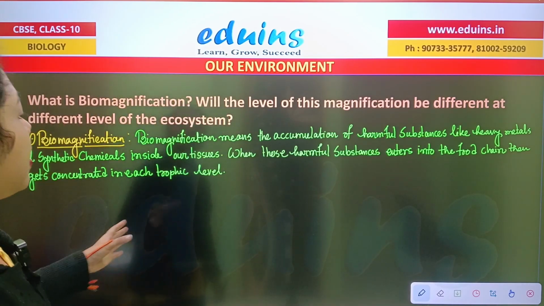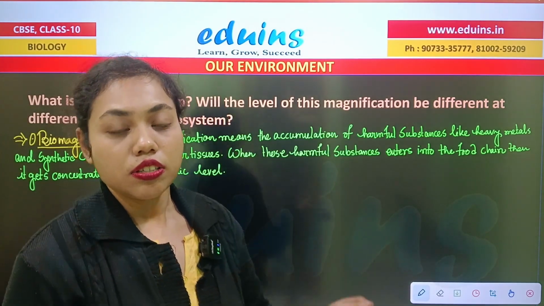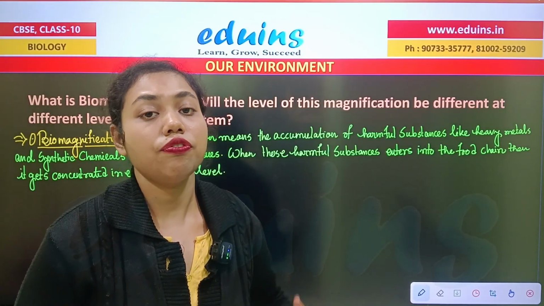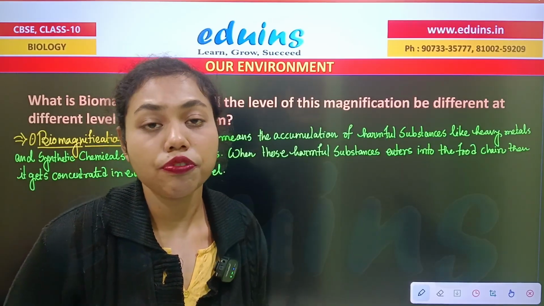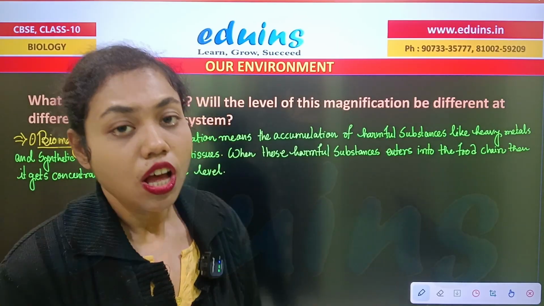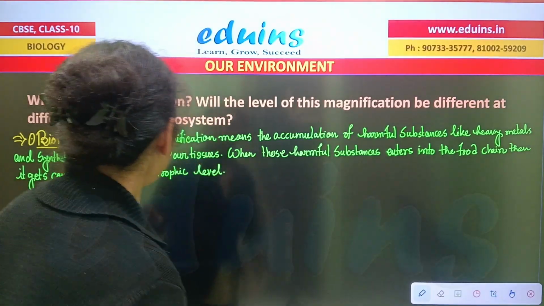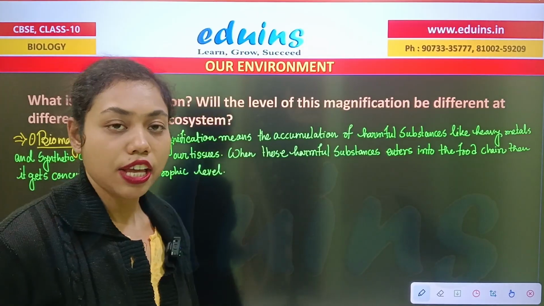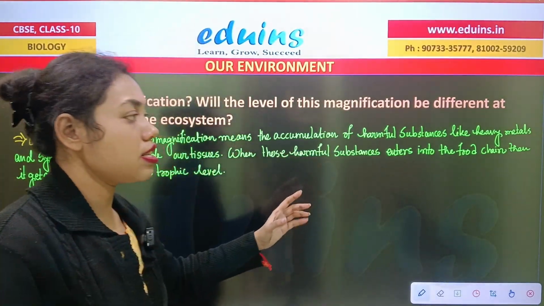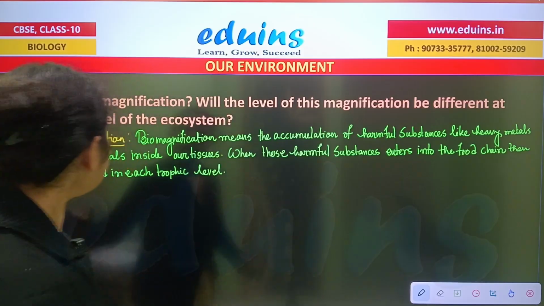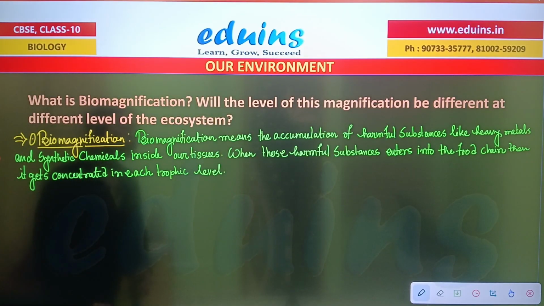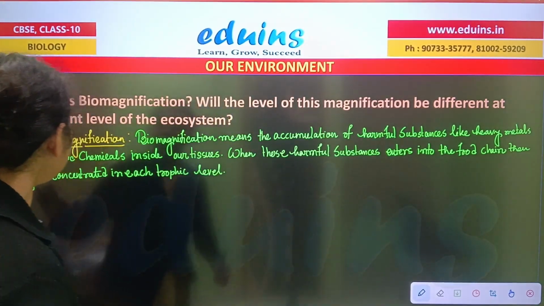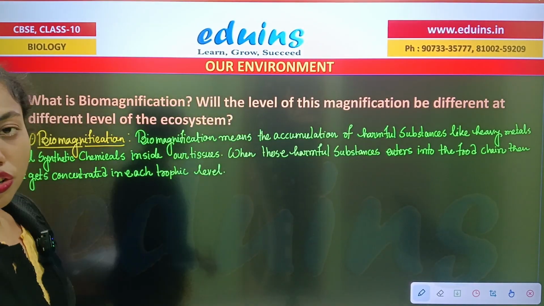Okay, so when it moves upward in the food chain, it gets more concentrated and it's very much more harmful for the upper trophic level animals. Okay, so now what is biomagnification? Biomagnification means the accumulation of harmful substances like heavy metals and synthetic chemicals inside our tissues, and when those harmful substances enter into the food chain, then they get concentrated in each trophic level.